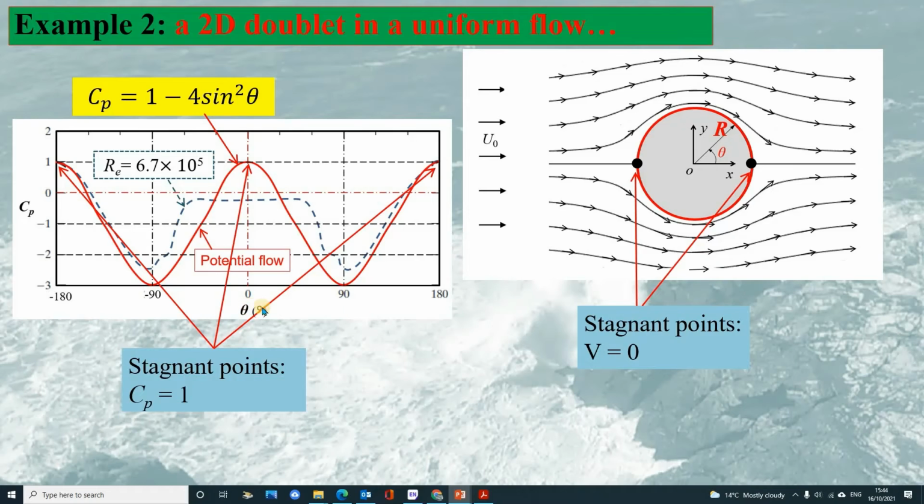When theta equals 0, the stagnant point is here. When theta equals 180 degrees, here or here, corresponds to this point, theta equaling 180 degrees or minus 180 degrees.